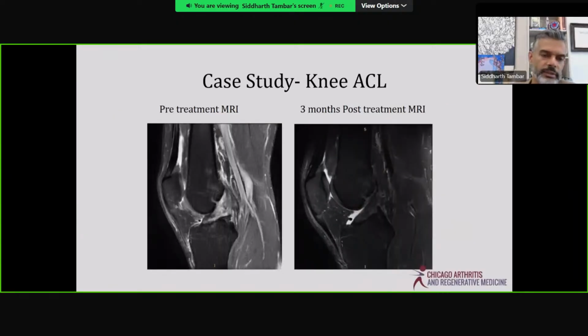What's exciting is imaging here. Picture on the left is an MRI of an ACL tear. I hope my cursor can be seen. But there's the bottom of the ACL. As you go higher up, it becomes very hazy.